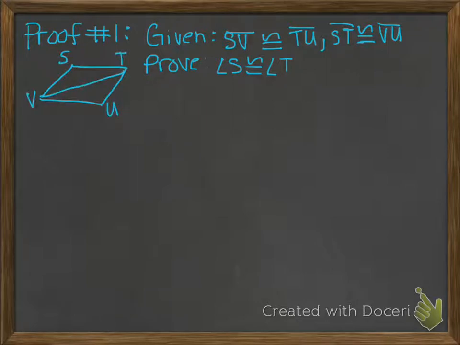All right, so here's something that we're given. We're given that SV is congruent to TU and ST is congruent to VU, and we want to prove that angle S is congruent to angle U. In order to do that, I first have to look at what triangles these angles are in. So we're first going to want to prove that triangle STV is congruent to triangle UVT. Okay, so let's make a checklist.